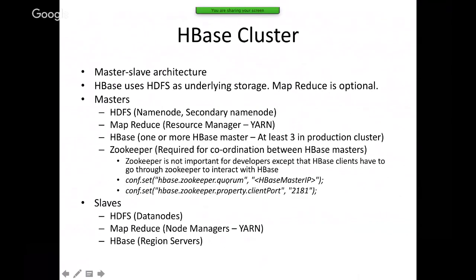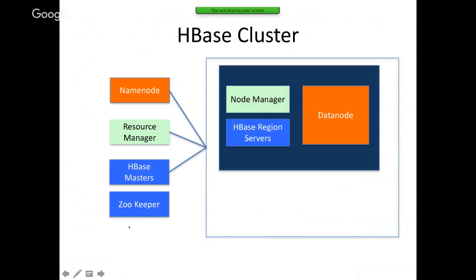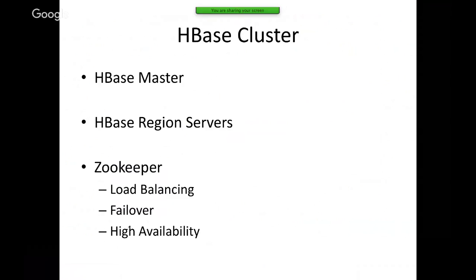So we have already seen. So let us recap about HBase cluster again. It uses master-slave architecture like HDFS, MapReduce, etc. HBase uses HDFS as underlying storage. Masters for HDFS, it's name node, secondary name node. For MapReduce, it's resource manager if you are using Yarn. For HBase, it is one or more HBase master, at least 3 in production clusters. And Zookeeper is required for coordination between HBase masters. Slaves, I have explained it already. So this is how it will look like.